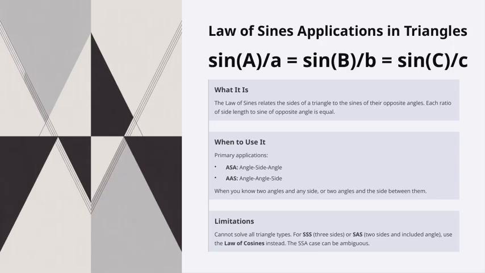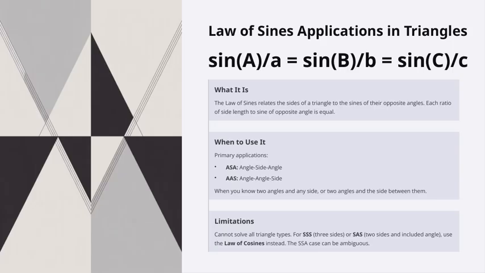Specifically, it's most helpful in cases where we know two angles and one side, what we call ASA, or two angles and a non-included side, known as AAS. Now, it's important to remember that the law of sines isn't a catch-all for every triangle situation. For example, if you only know all three sides, what we call SSS, or two sides and the included angle, SAS, you'll want to use the law of cosines instead.